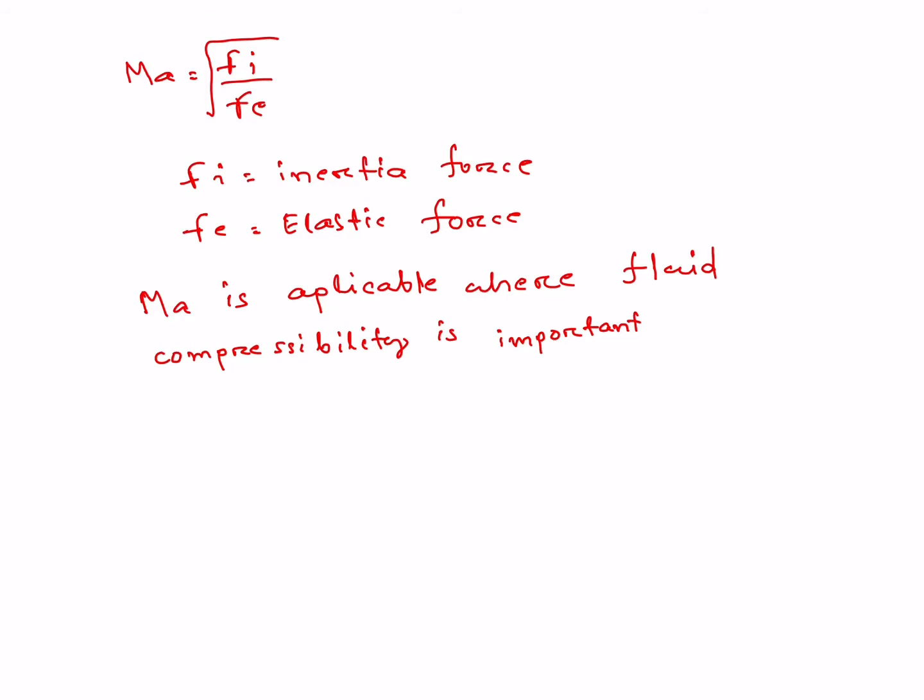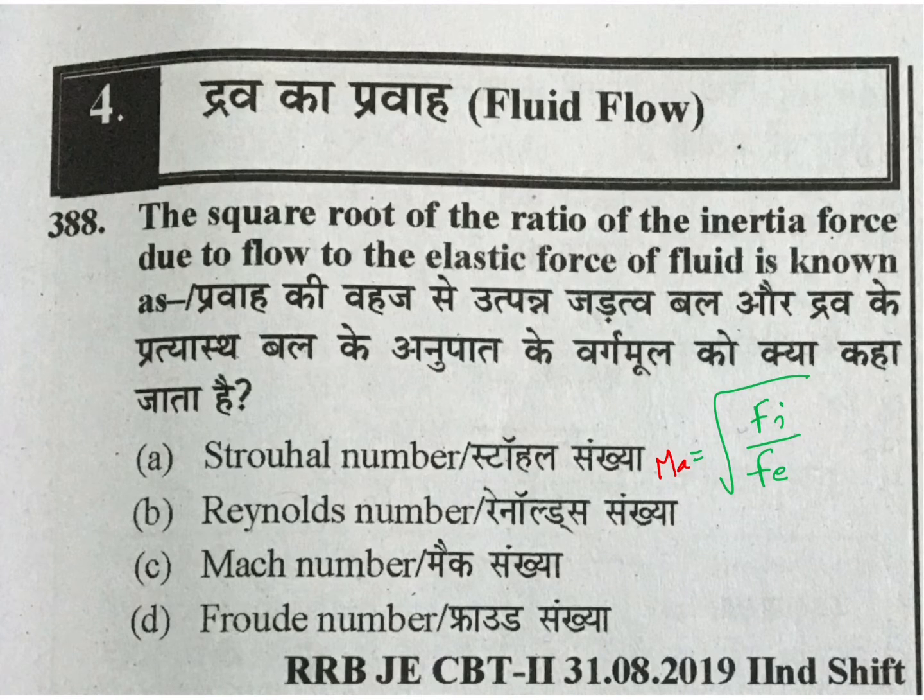Mach number is applicable where fluid compressibility is important. And we know Mach number equal to V by C. V is your speed of flow. C is speed of sound. So from options we will check. Mach number. Then Reynolds number also important.